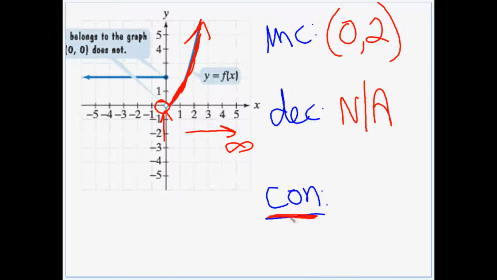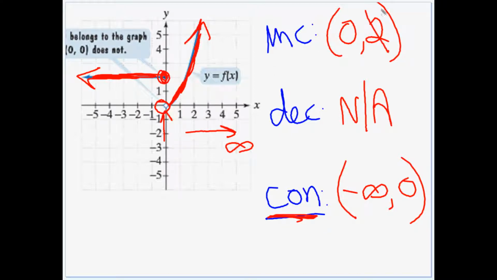And we do have a constant spot now. It sticks out like a sore thumb. It's the flat part of the graph, and it's flat from here all the way over to the left. So that would be negative infinity all the way to 0. Oh, and what am I doing? Increasing 0 to 2. No, it's 0 to infinity. I can't believe you didn't say anything about that. Okay, that's better. So we're increasing 0 to infinity, constant from negative infinity to 0.